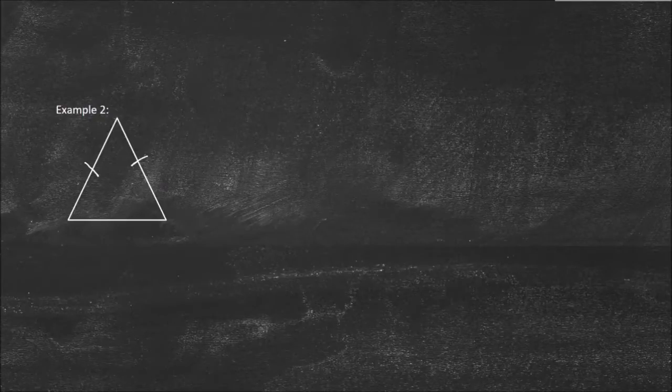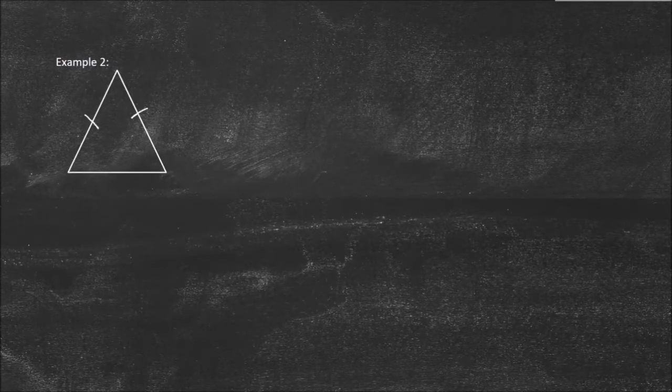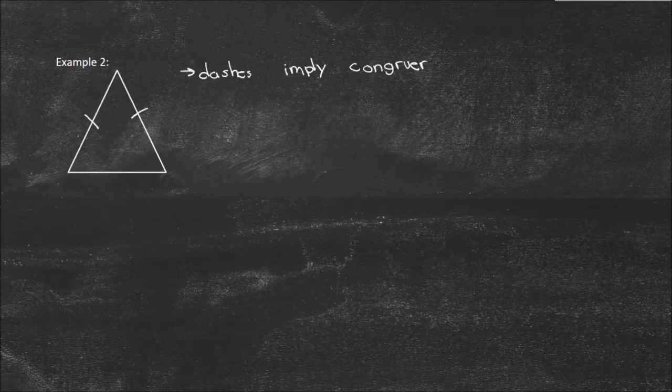All we're given is a triangle and we see 2 dashes. So now you need to know what these dashes mean. I'll write that out here. So dashes imply congruence. So dashes imply congruence. So if those 2 lines have dashes, we can assume they're congruent, which means equal in length, equal in measure.